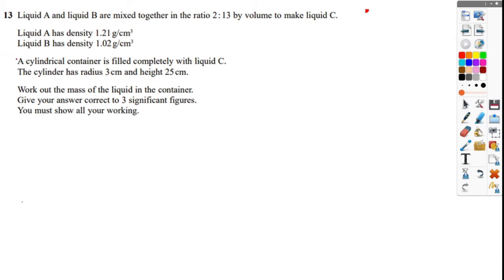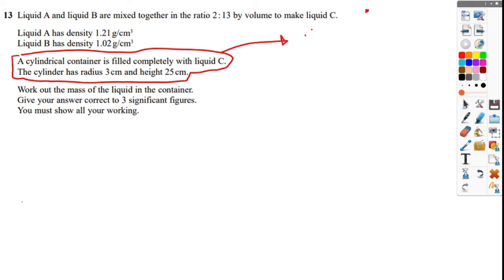Now there's a lot to it. First of all, I'm going to focus on this little bit here, the container. If you ever see something like this, I feel like I need to work out the volume of this. And this is where you might get marks where you probably won't see it.